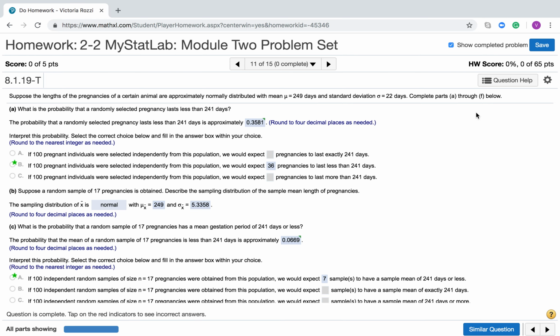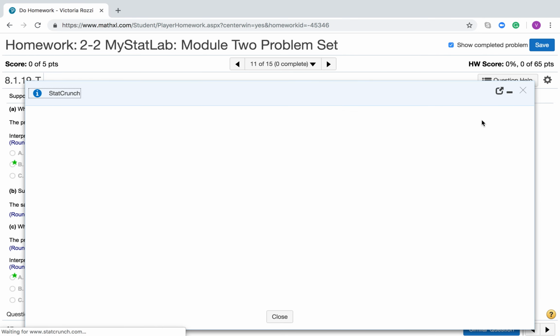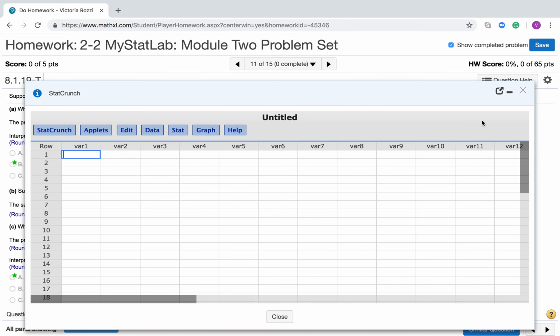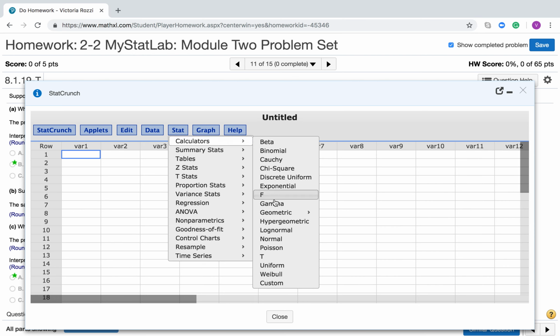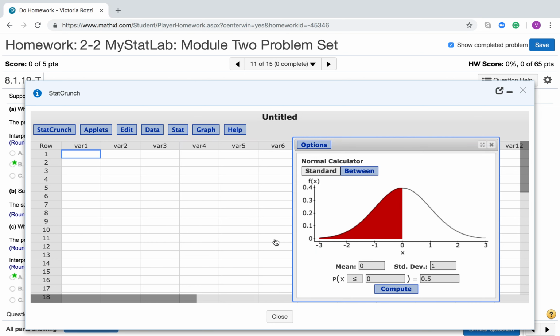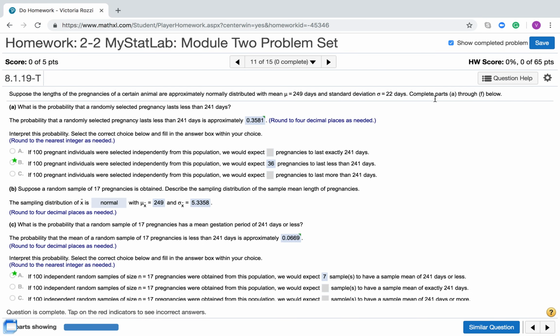is go to question help and open StatCrunch. StatCrunch is going to make this so much easier for you. So we're going to go to Stat, then Calculators, and pull up our normal calculator. Now if we look here, I'm just going to minimize this for a moment. They're giving us the mean is 249 and the standard deviation is 22.